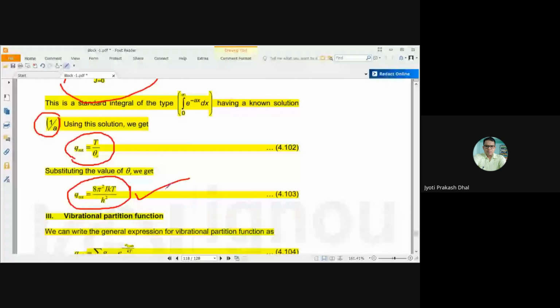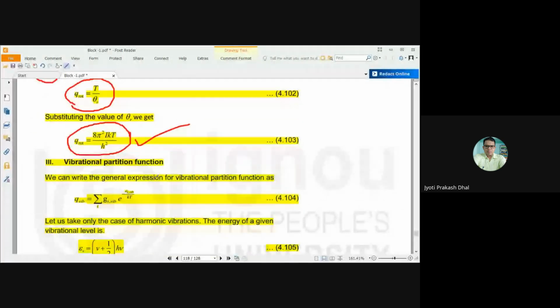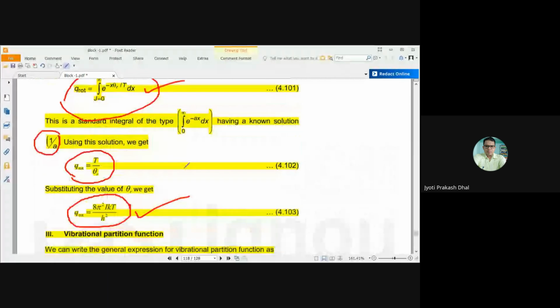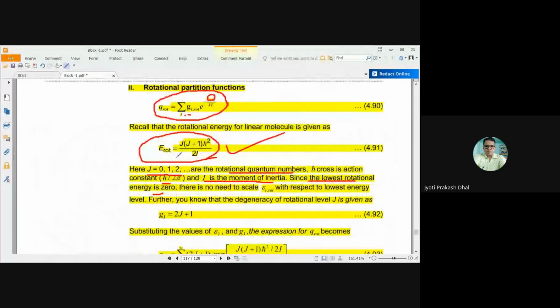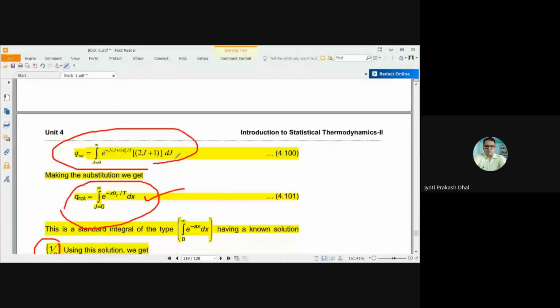Yes. So here we have derived another long question, that is the value of the rotational partition function Q rotational equals 8 pi square IkT divided by h square. So this is another derivation. Again, you have to practice this long question, and numerical questions are also there.